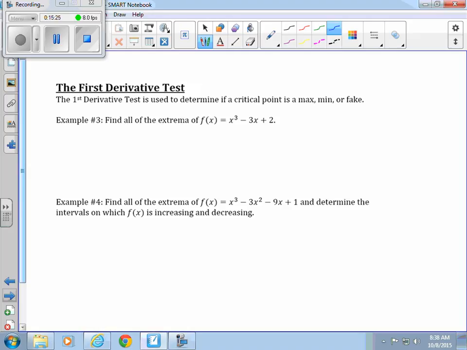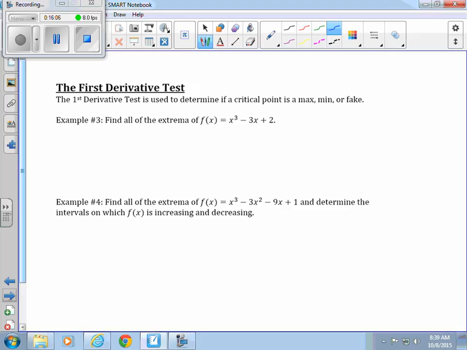So this says find all extrema of x cubed minus 3x plus 2. I can only find relative extrema because I don't have any endpoints. So for right now, we're only going to look at relative extrema. We'll talk about absolute extrema maybe a little bit today, probably mostly one. So where could the relative extrema happen? When the derivative is 0 or does not exist.